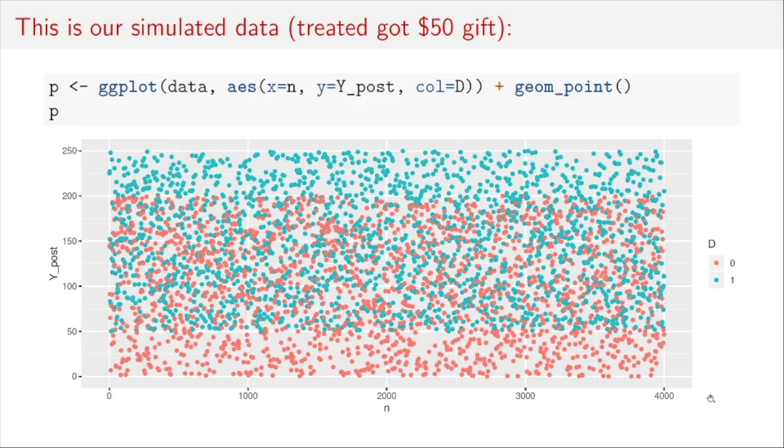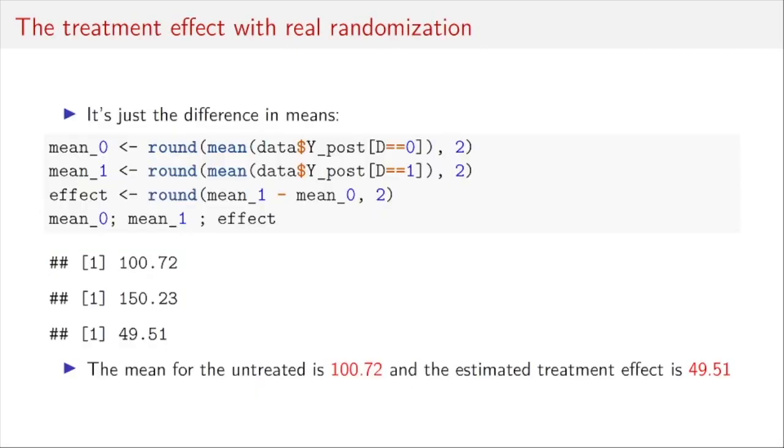The ID is on the x-axis, and the income after the treatment is on the y-axis. Clearly you see that the non-treated, in red, have lower incomes than the treated, in blue. And the minimal income for those who are treated is $50, which is the amount that we gave. So because we randomized this treatment, we can compute the impact of our treatment simply with a difference in means.